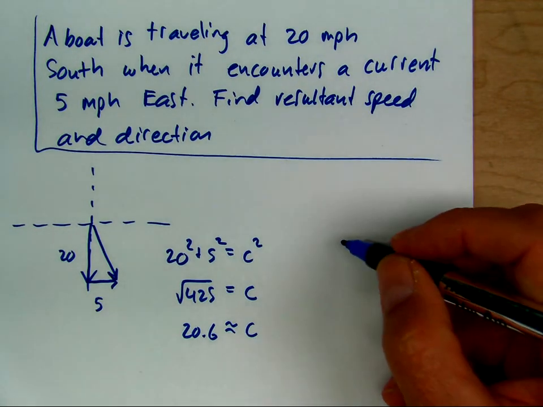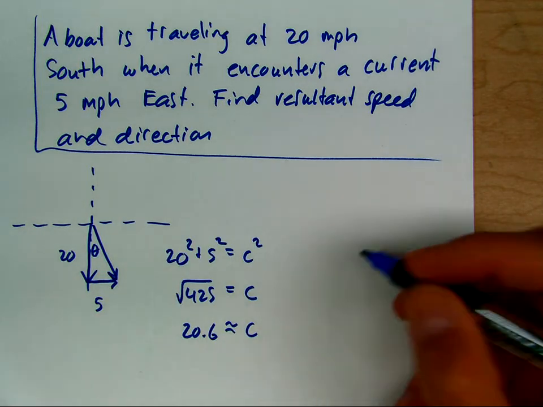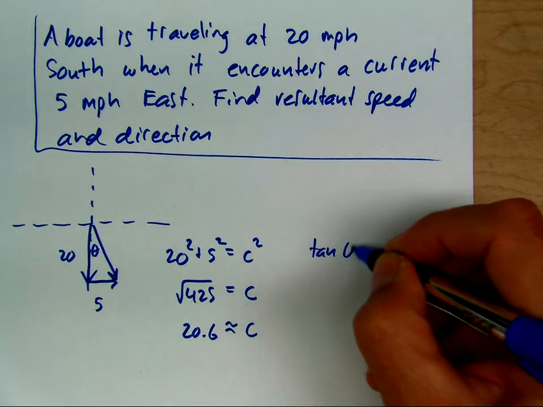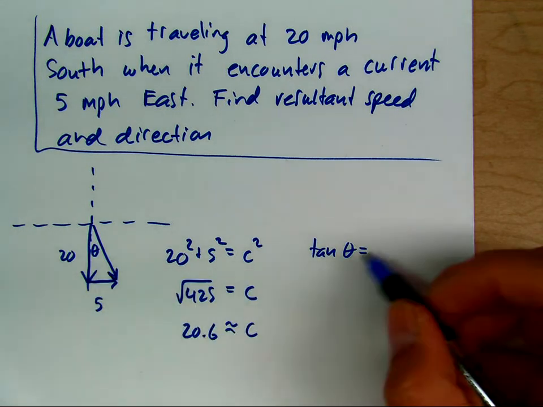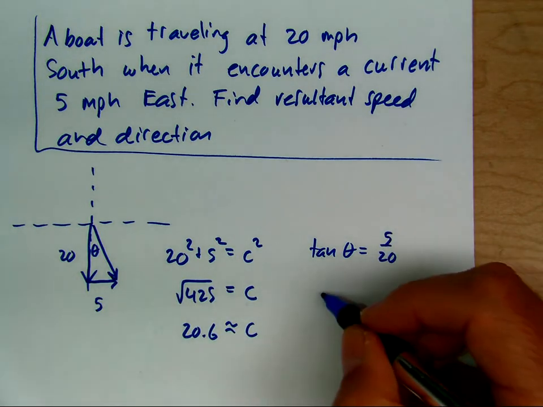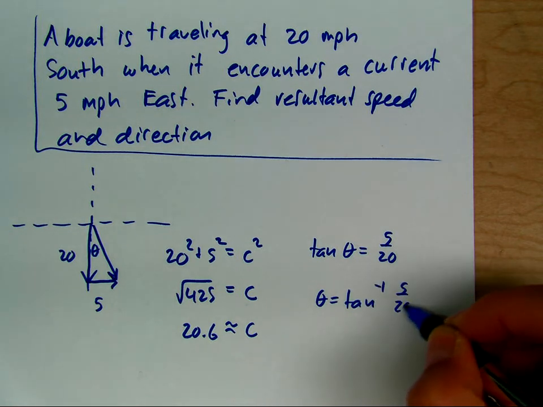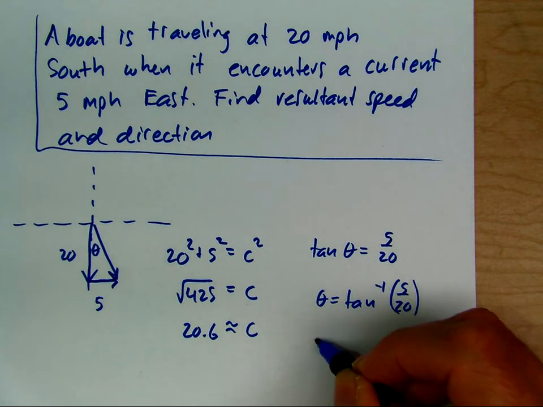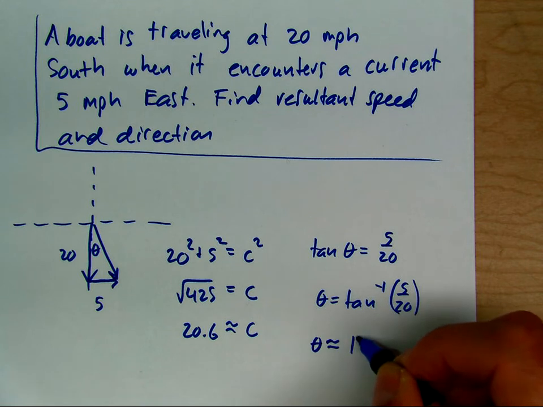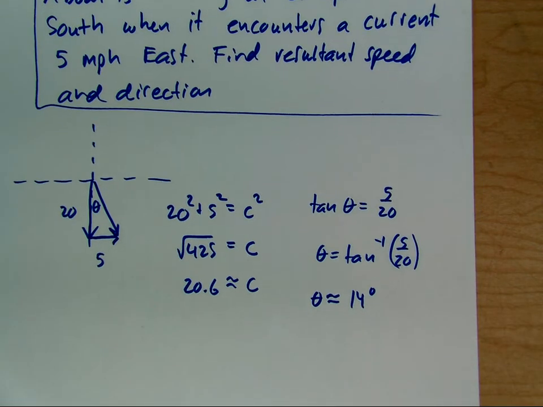To find the angle, we can just look at that triangle and we say that tan theta is 5/20. We'll do inverse tan, and we get 14 degrees, and we just have to describe the direction using that 14 degrees.